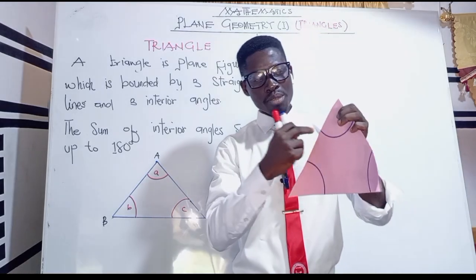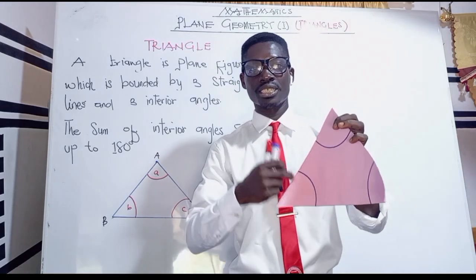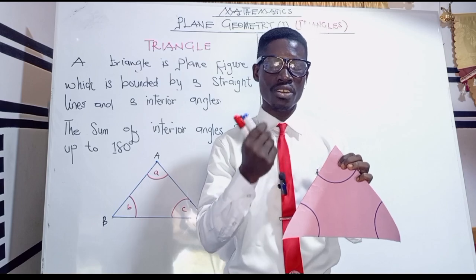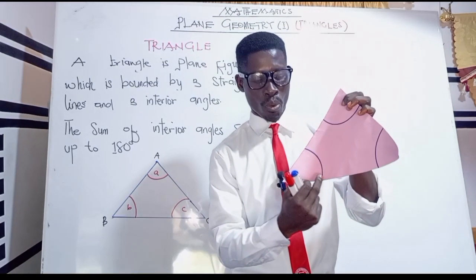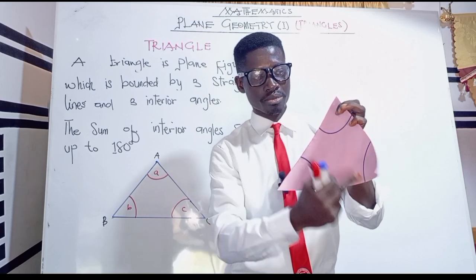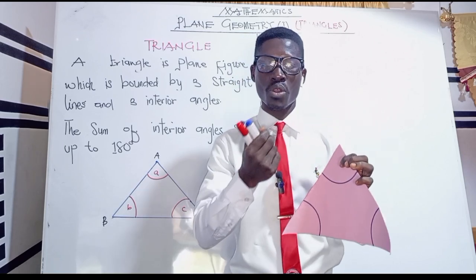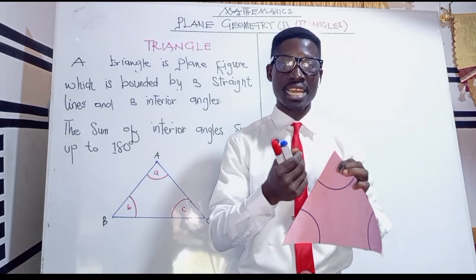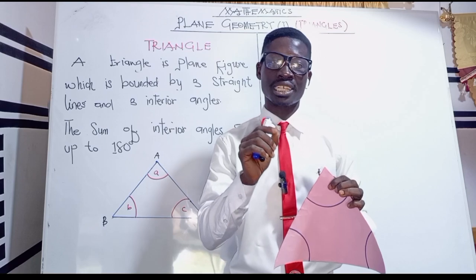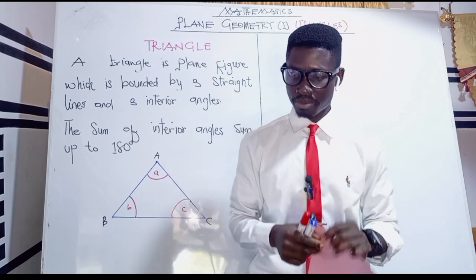Now, the sum of these interior angles is equal to the angle on a straight line. This means that when we detach or cut these angles and arrange them on the straight line, they are going to fit exactly. So let's go through this activity to find out.